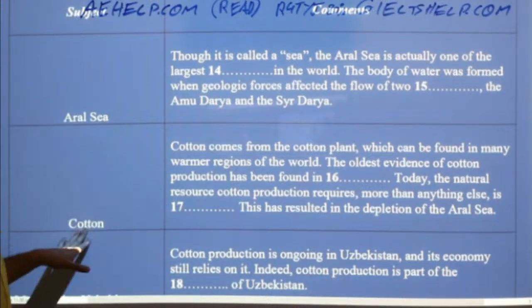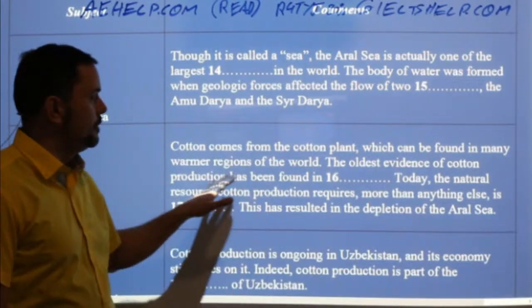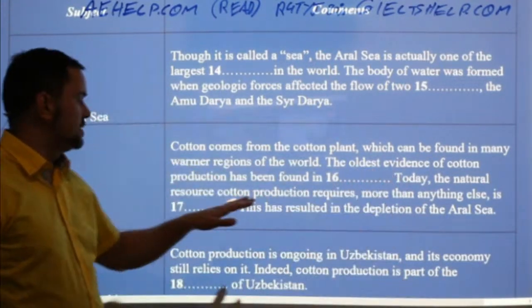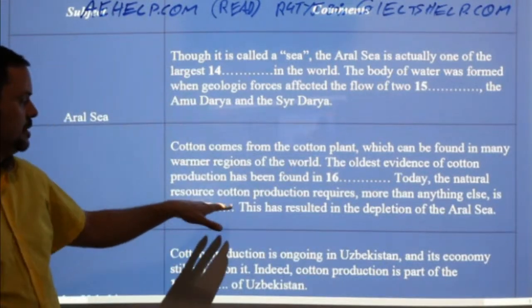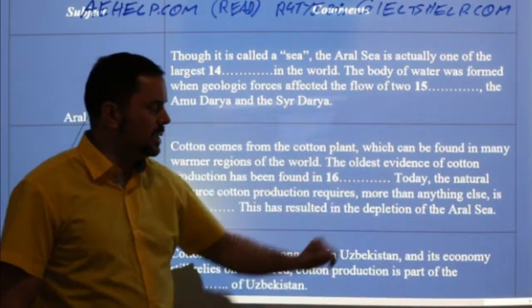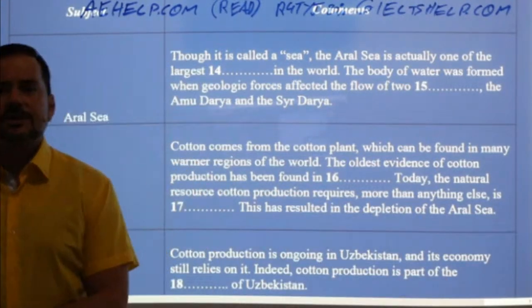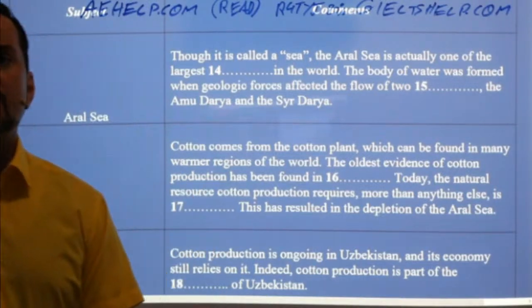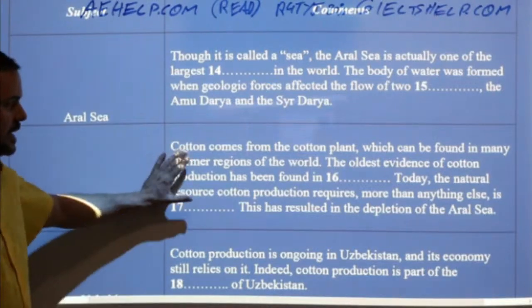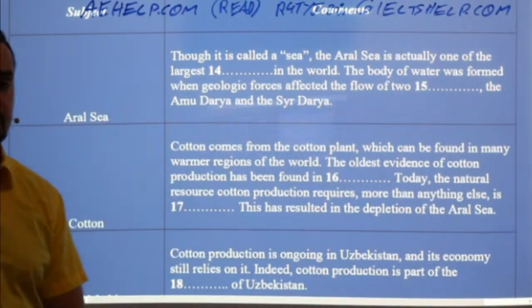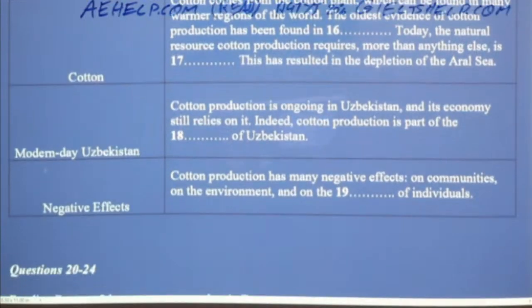Okay, cotton. Cotton comes from the cotton plant, which can be found in many warmer regions of the world. The oldest evidence of cotton production has been found in something. Today, the natural resource cotton production requires more than anything else is something. This has resulted in the depletion of the RLC. Aha! So there we go. Now we know what's going on here. Cotton production has led to the destruction of the RLC. Okay. All right. So that gives us a little bit of insight.